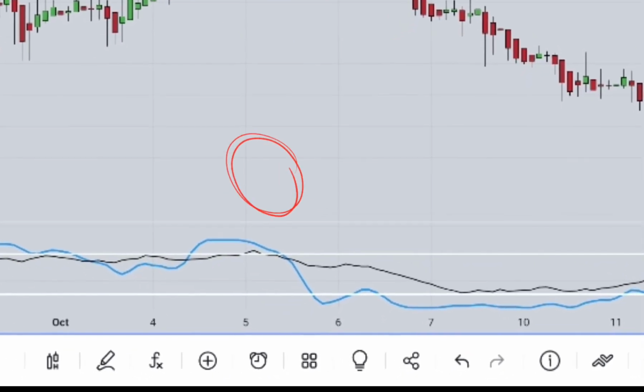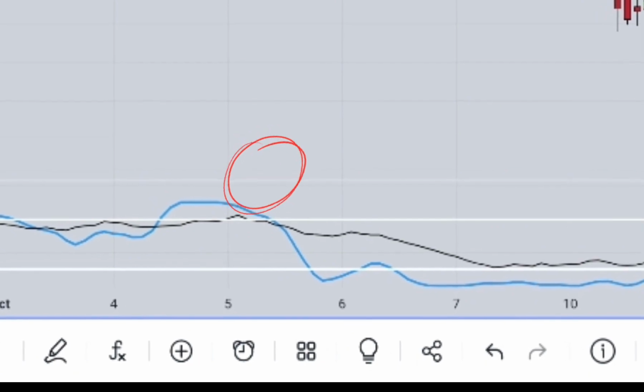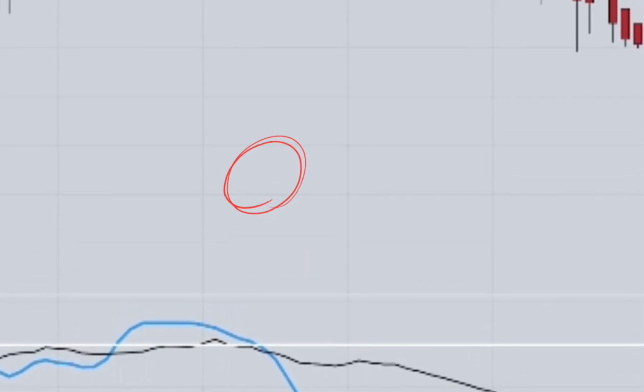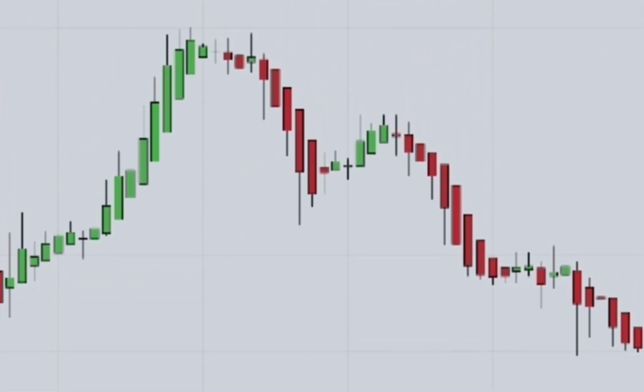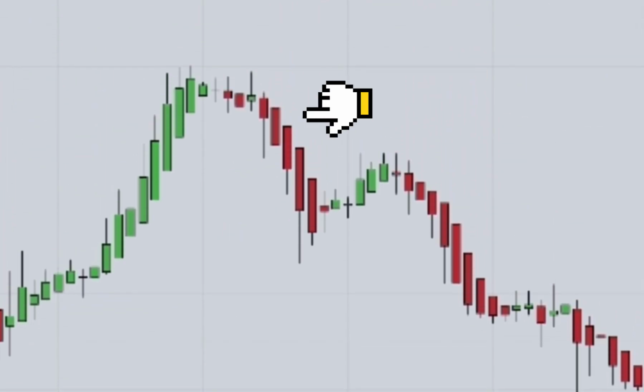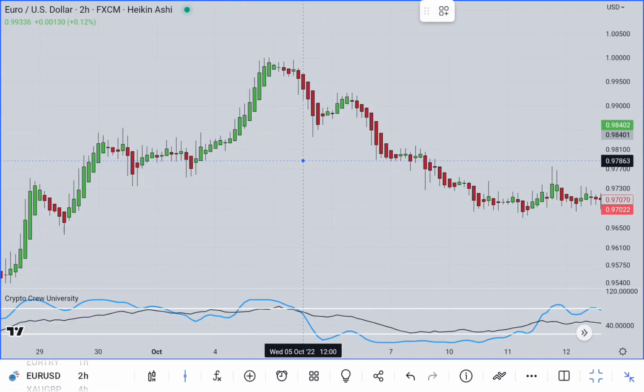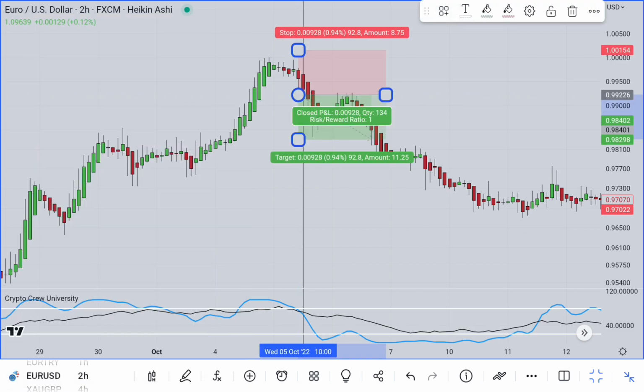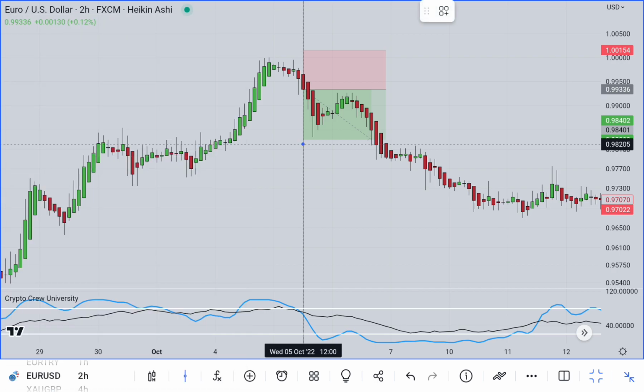The blue line of the Crypto Crew University indicator should be above the 80 level, then drop below it, and also cross the black moving average line downwards. The Heikin Ashi candlestick used to open the short position should have no upper shadow. The position should be opened at the closing price of the candlestick. The stop loss level should be set above the last swing high. The target level is for the Crypto Crew University indicator's blue line to drop below the 20 level, or for the black moving average line to cross upwards.